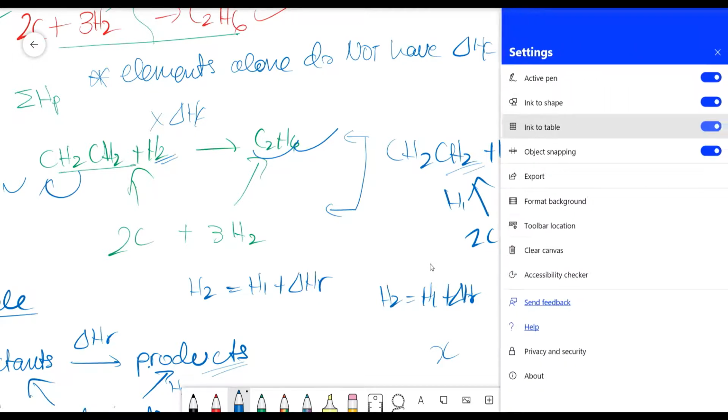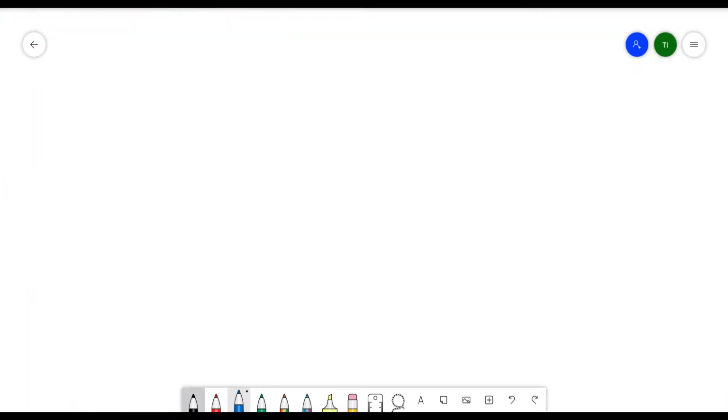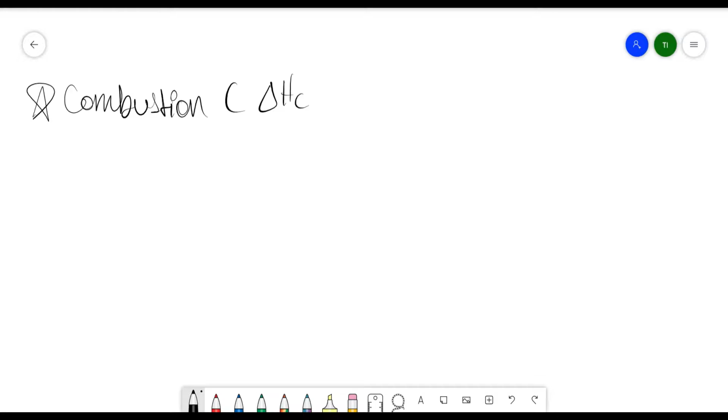Okay. Now let's move on to the next important thing, which is combustion, which is denoted as delta HC, right? And the definition is pretty similar, but there's a slight change.